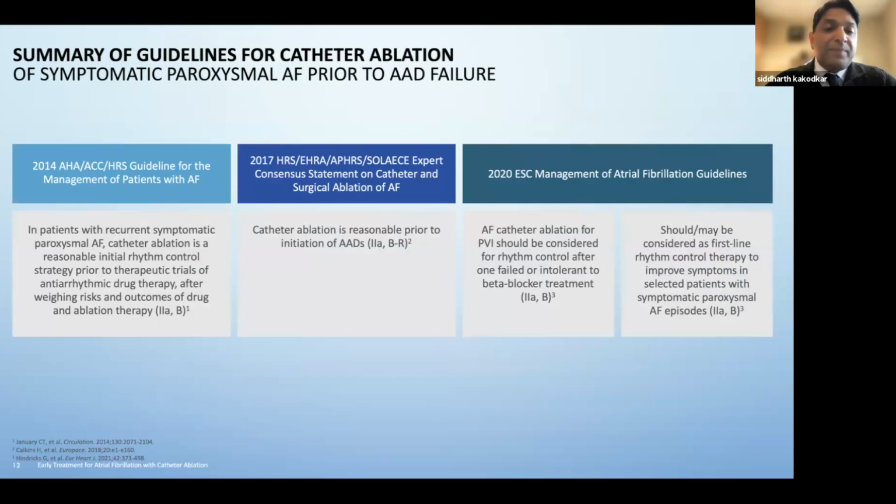And there are now a lot of new updates in our guidelines that offer AFib ablation as a potential first-line therapy for management. In the past, they used to say, well, try medications first, and if the medications fail, then you can be considered for AFib ablation. But now, with all the data coming out showing that there are benefits with ablation even beyond antiarrhythmic drugs, they say, okay, patients can be considered for ablation as a first-line therapy.